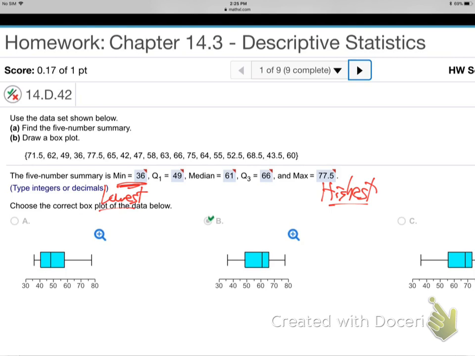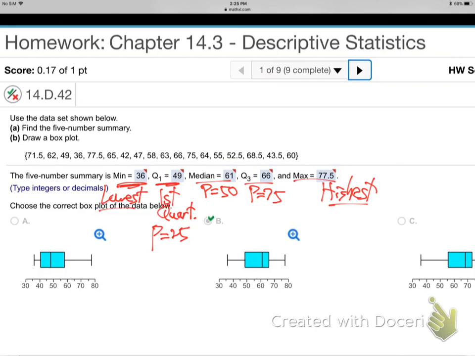In the middle, the 3 numbers in the middle are the Q1. What's Q1? First quartile. P25, in other words. The median, P50. And the third quartile, P75. And then the highest. Does that make sense?